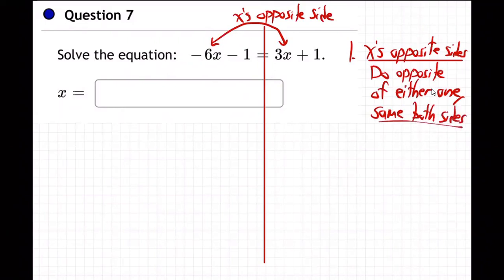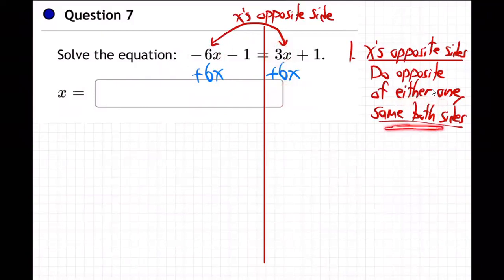It doesn't matter. What do you like? In other words, I'm going to go minus 3x. That's totally good. Or if you prefer, because that was the opposite here, you could go plus 6x. That's okay too. I'll do that. It doesn't matter either way. You see how I'm either doing the opposite of minus 6x, which is plus 6x, or the other option is I could do minus 3x because that's the opposite of regular 3x.